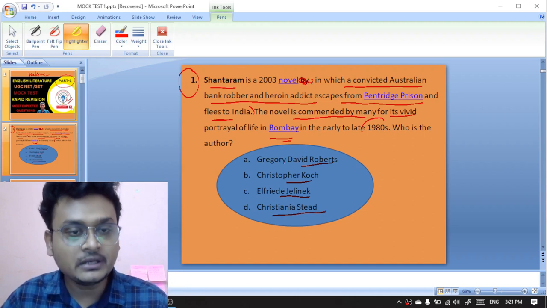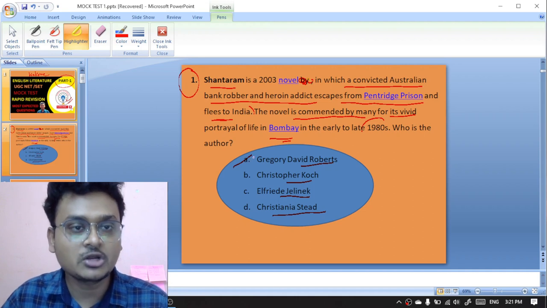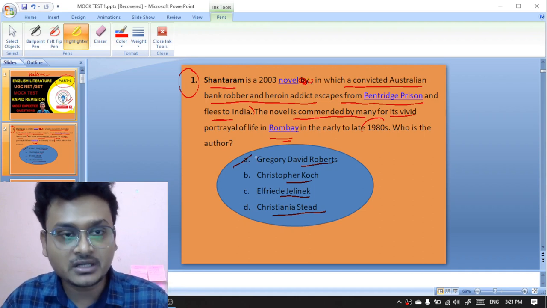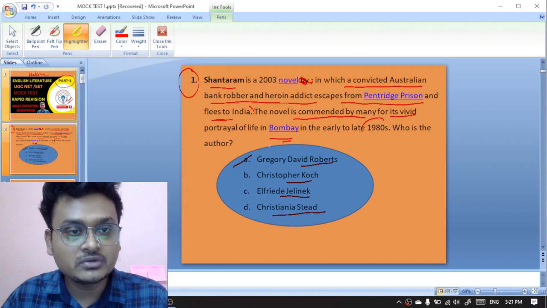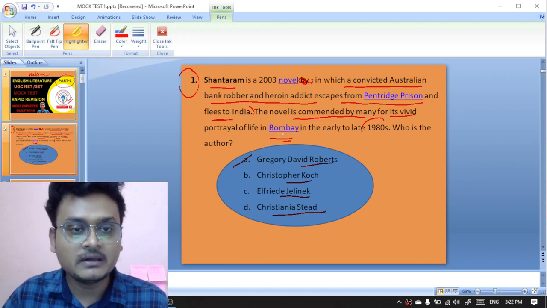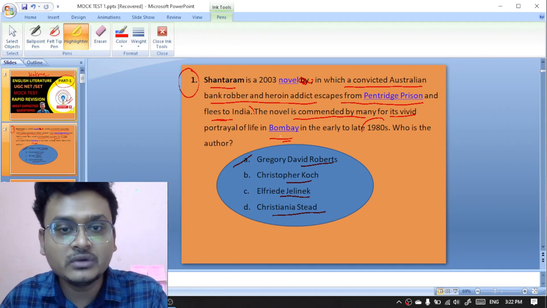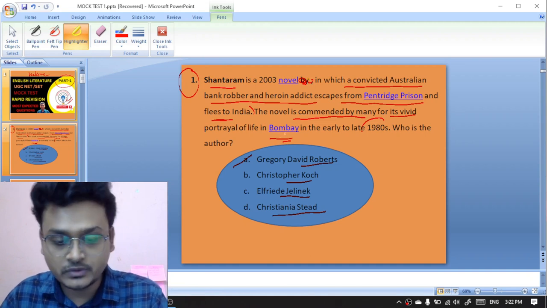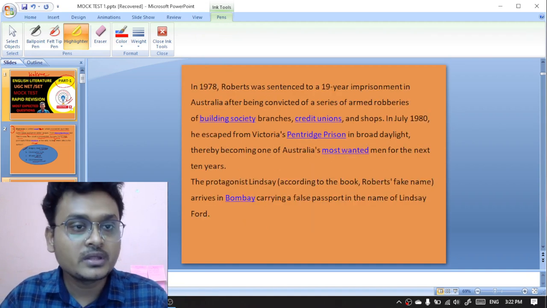So the right option here is A, Gregory David Roberts, who has written the novel Shantaram, where a convicted Australian flees to India, and there is the vivid portrayal of life in Bombay in the late 1980s. Okay, moving to the next question.